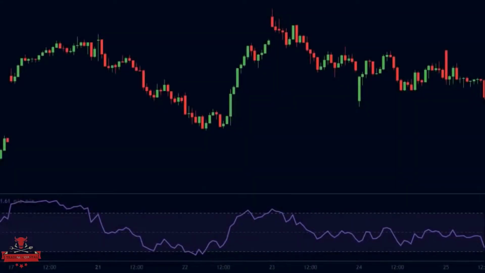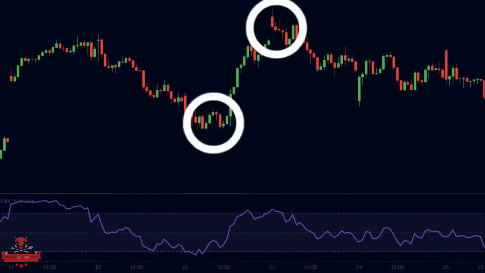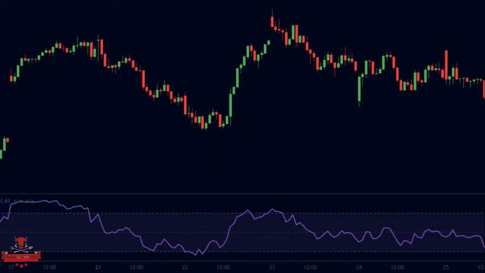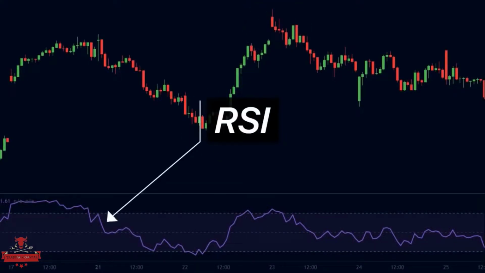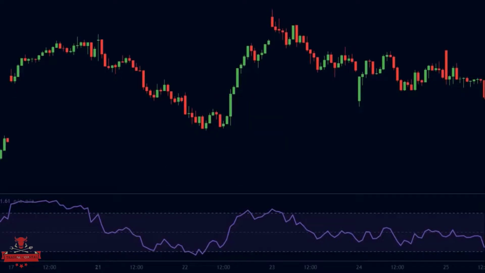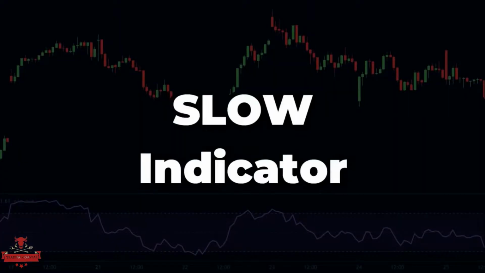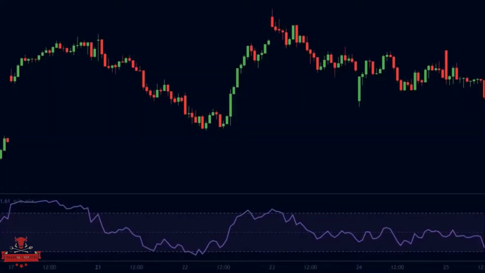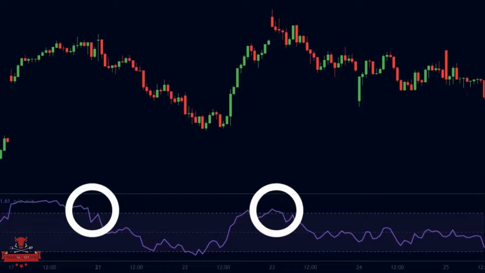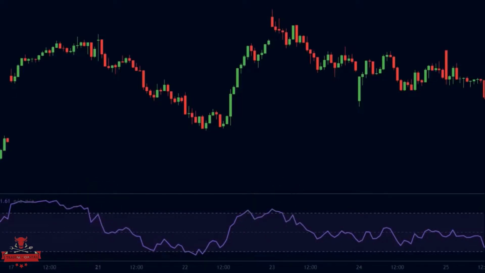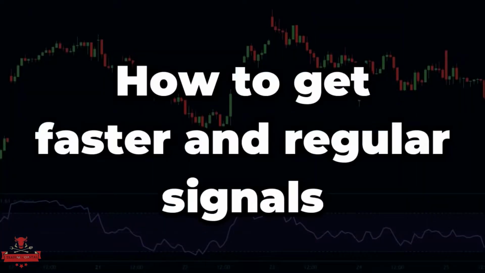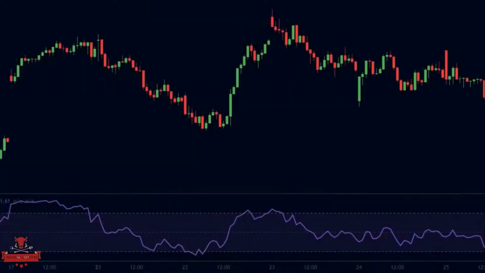When trading, knowing the overbought and oversold zones helps us immensely in identifying reversals with ease. To do so, most of the traders use the RSI indicator. The problem with RSI is that it is a slow indicator. If you have traded the RSI, then you will surely know that RSI signals are sometimes very late and rare. So, what should we do to get faster and regular signals?